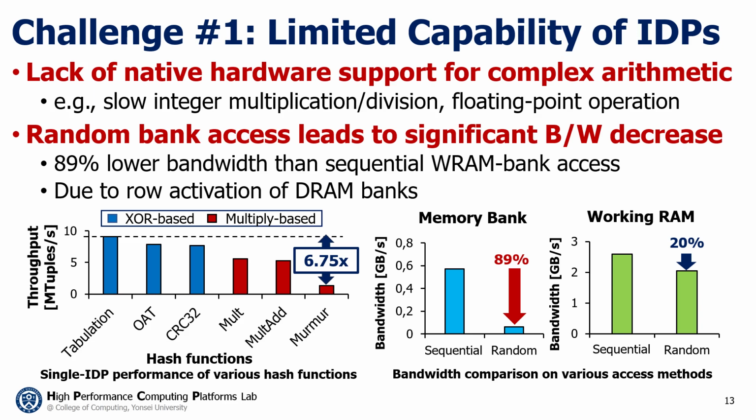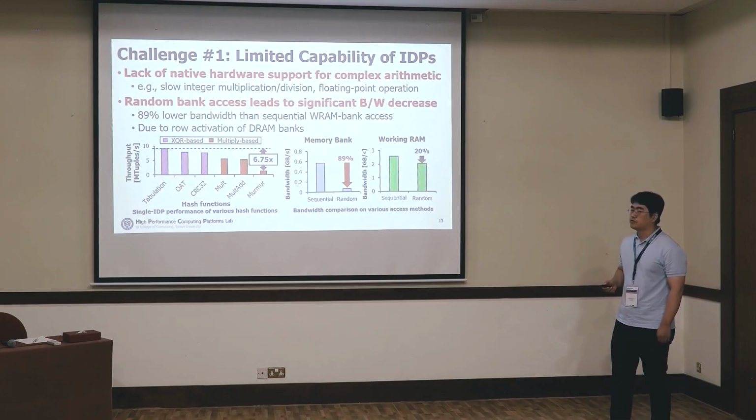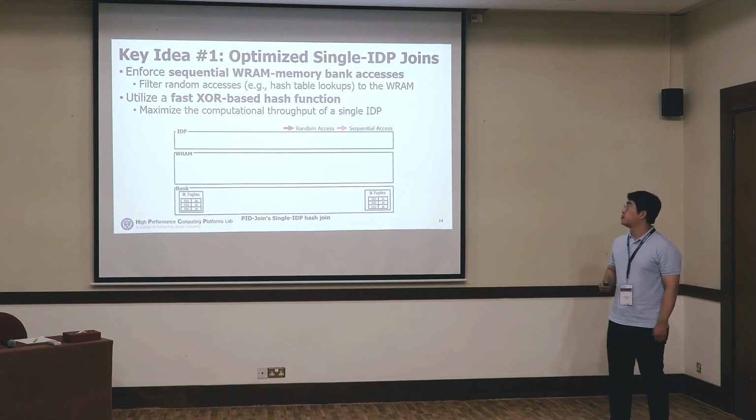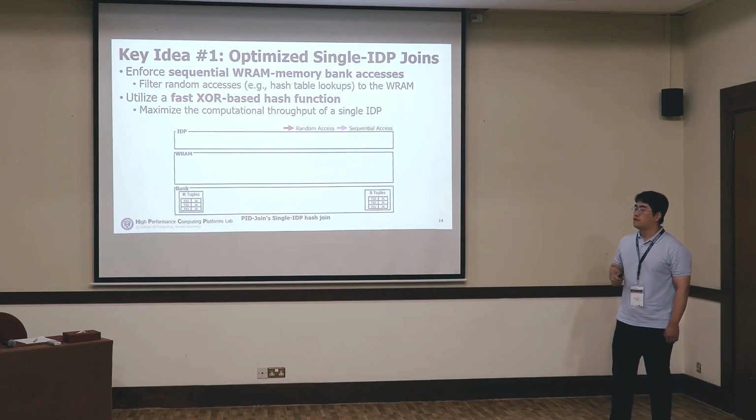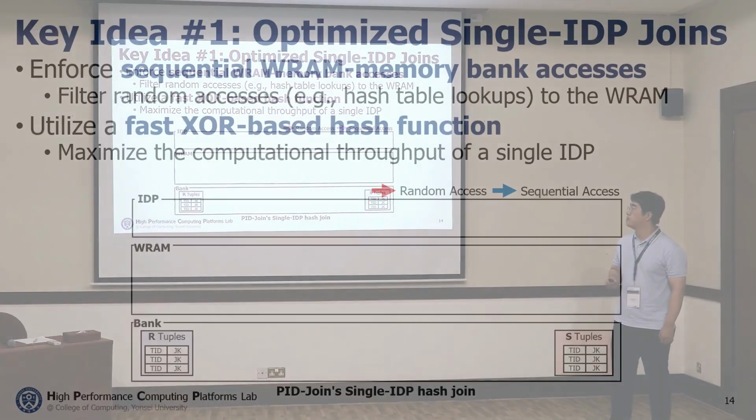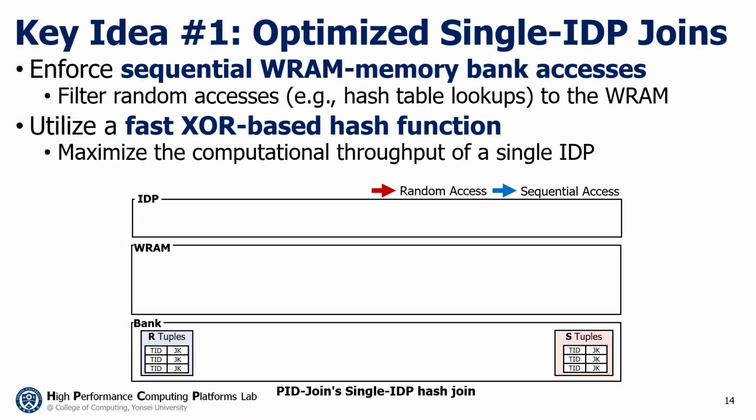As you can see here on the right, random access to the memory bank shows 89% degradation of the memory bandwidth, while working memory only shows 20% degradation. This is due to the row activation of the DRAM banks, which activates data at a larger granularity than the access size. So our first key idea is an optimized single IDP-Join. This idea is based on the key idea that we need to improve sequential memory access between the working memory and memory bank access, and confine the random access to the working memory only.